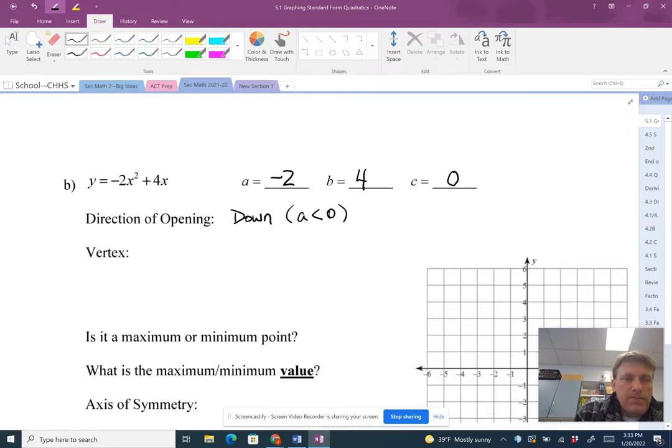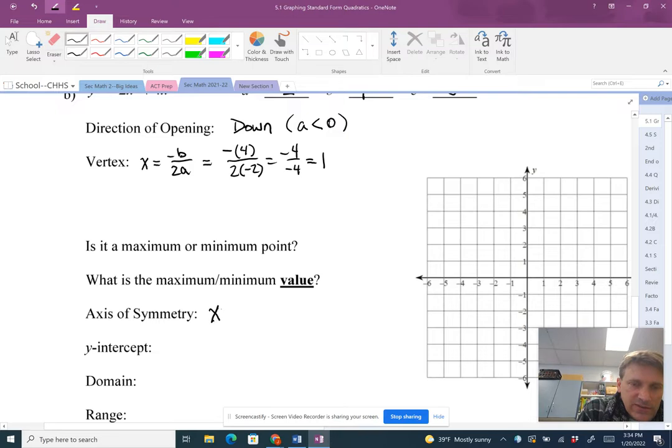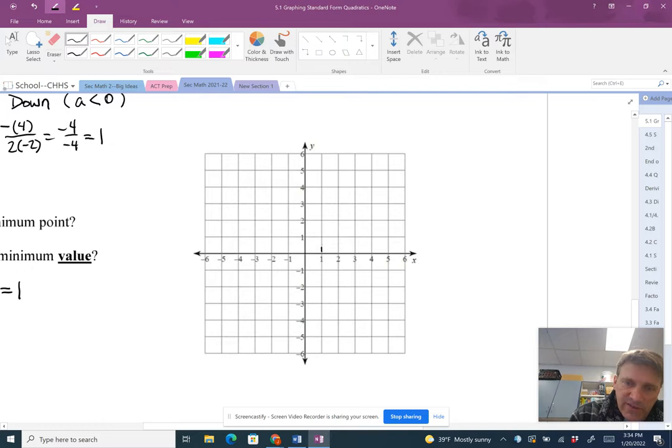The vertex, so remember we have the x-coordinate is negative b over 2a, and that's negative 4 over 2 times a, which is negative 2. So we have negative 4 over negative 4, which is positive 1. X equals 1. I'm going to jump down here and say, hey, that's the axis of symmetry. X equals 1. And I'm going to go over and sketch that first.